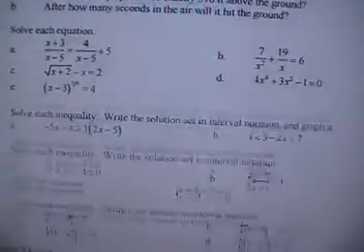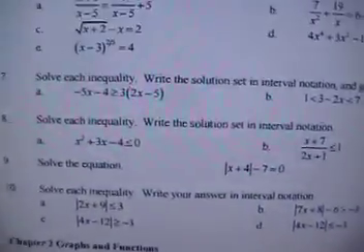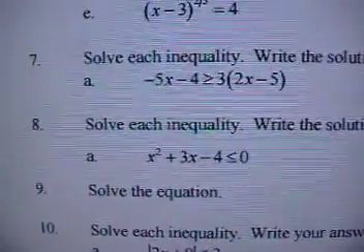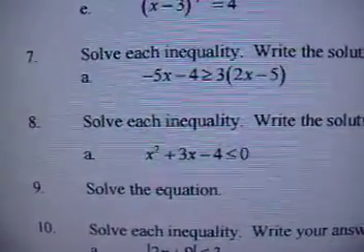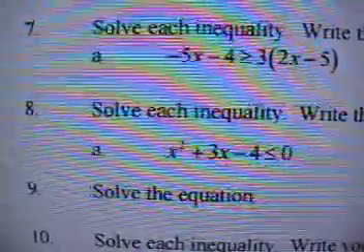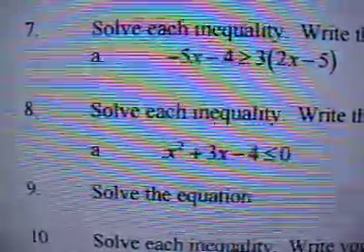Okay, so that was a square root equation. Now in number 8a, we're solving an inequality, and it's even a quadratic inequality. It's got an x squared in it. x squared plus 3x minus 4 is less than or equal to 0.